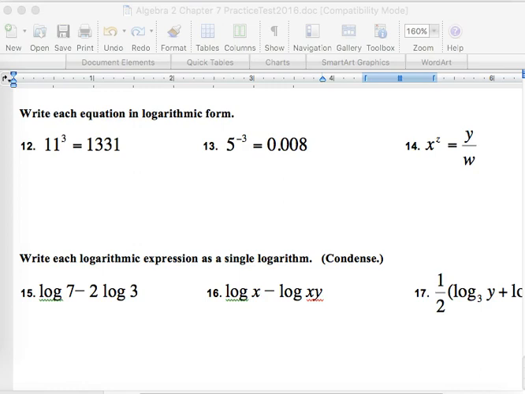Able to think backwards? You get them? Okay. So you think, all right, well, it started off with log base something. Well, the base is where we start when we snail shell. So it would be 11 to the third, snail shelling, equals 1,331.